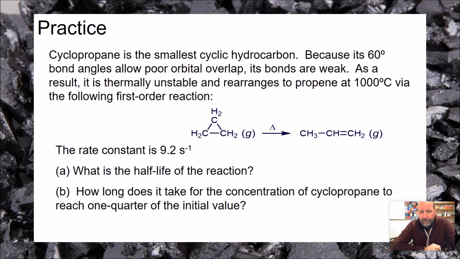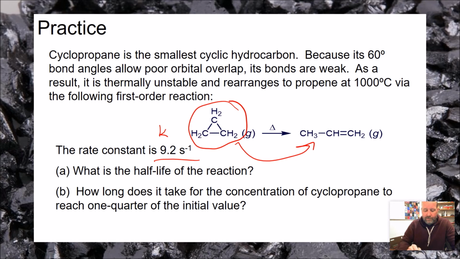Cyclopropane, kind of a cool little molecule, kind of an unstable little molecule. These are some tight bond angles, baby. 60 degrees is nuts. So it does not want to be like that. The rate constant, so this is K, is that. So what's the half-life of this reaction, of this being converted into this? It's just going into a more stable version. So all I have to do is say that the half-life is equal to 0.693 over 9.2, 1 over seconds.